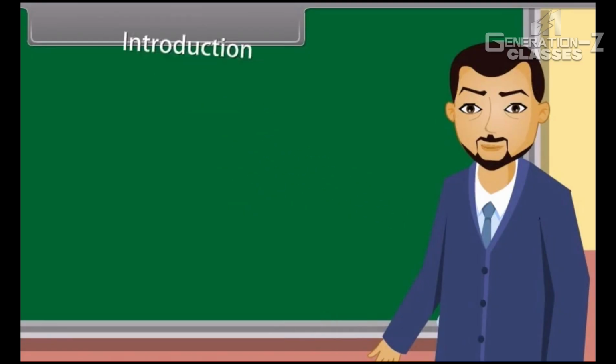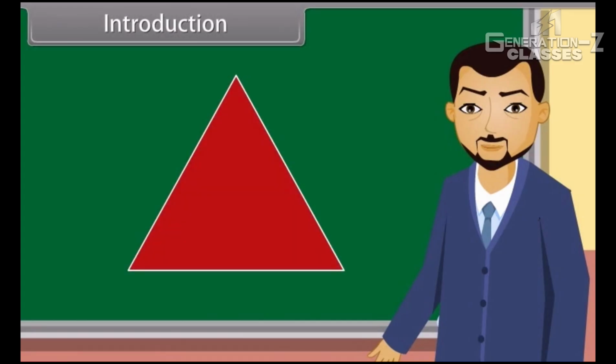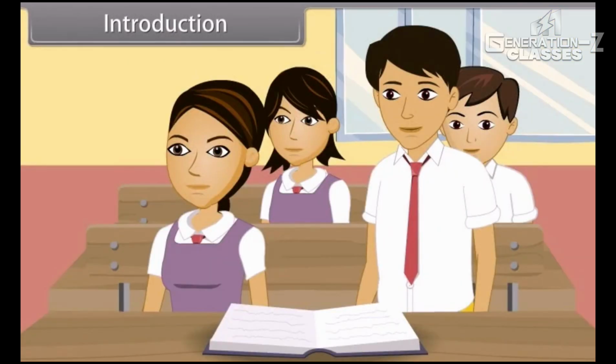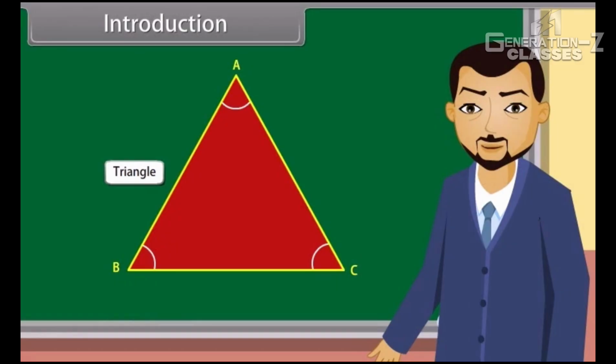Introduction. Students, you must have studied about closed figures. Now, what do we call the figure which is formed by three intersecting lines? A triangle, sir. Yes, you're right, Rahul. A triangle. It has three sides, three angles, and three vertices. Today, I will tell you about the congruence of triangle and the properties of triangle. Come, let's start.